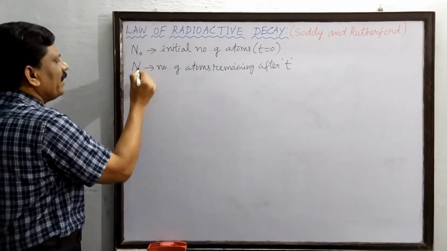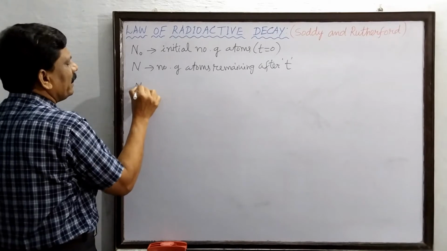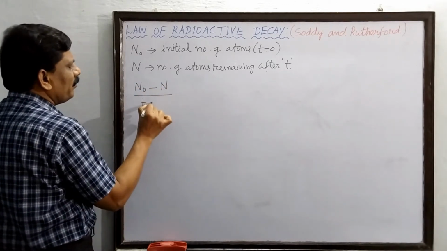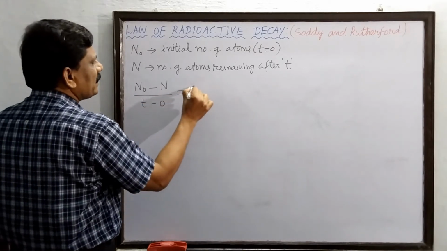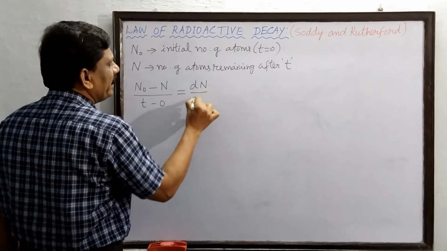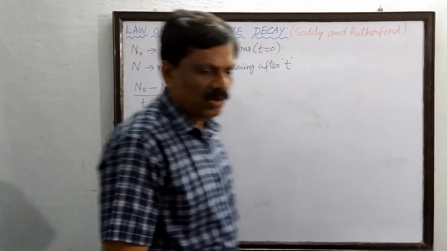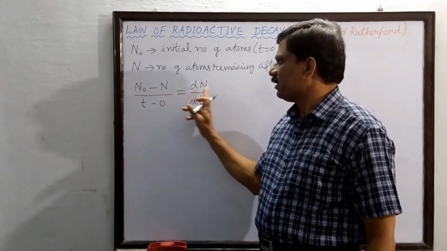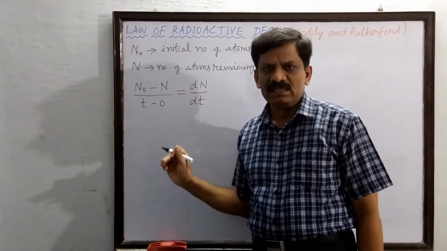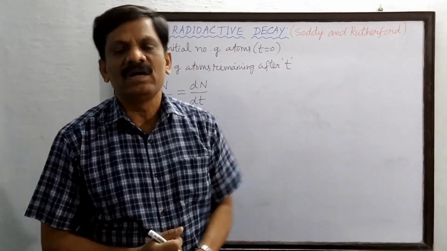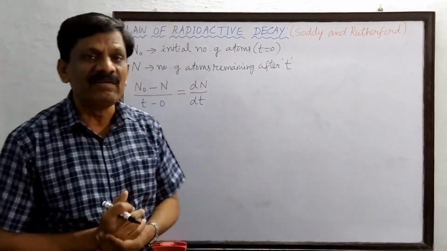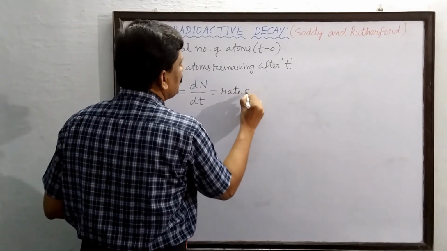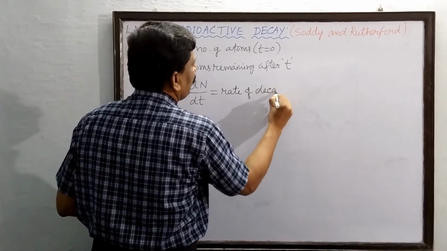Then how many atoms are lost? That is N0 minus N. If you divide this by t minus 0, then this is denoted as dN by dt. So how many atoms have decayed in a time t? That is represented by dN by dt. This is called the rate of disintegration or rate of decay.